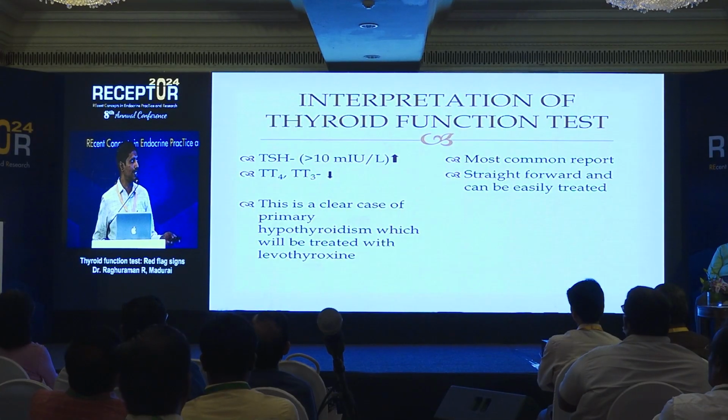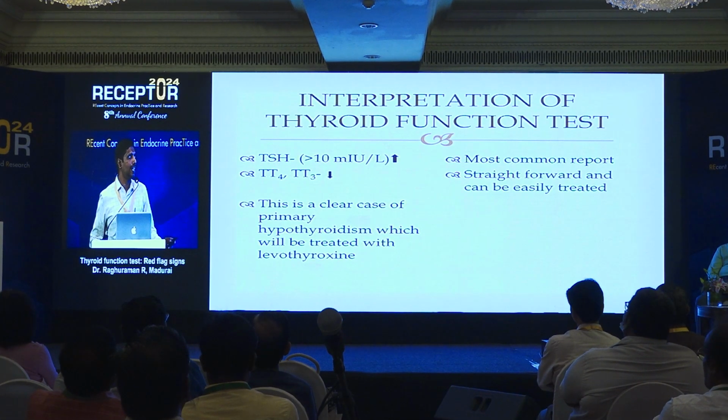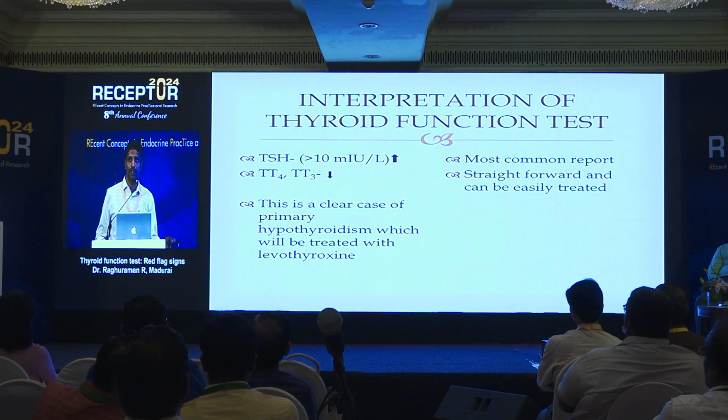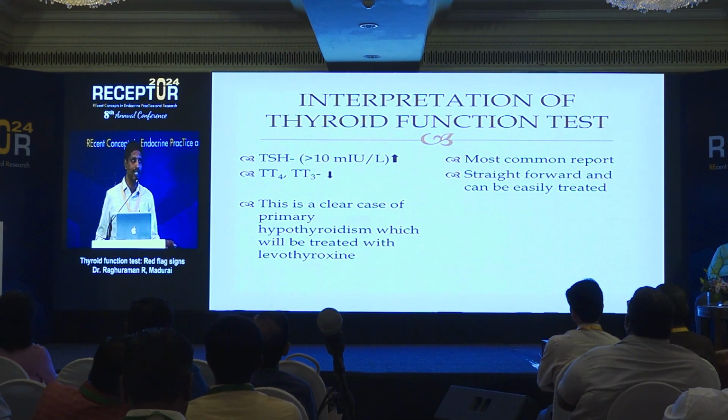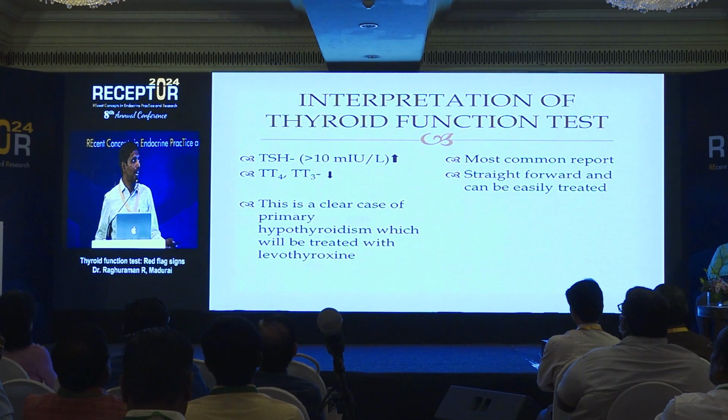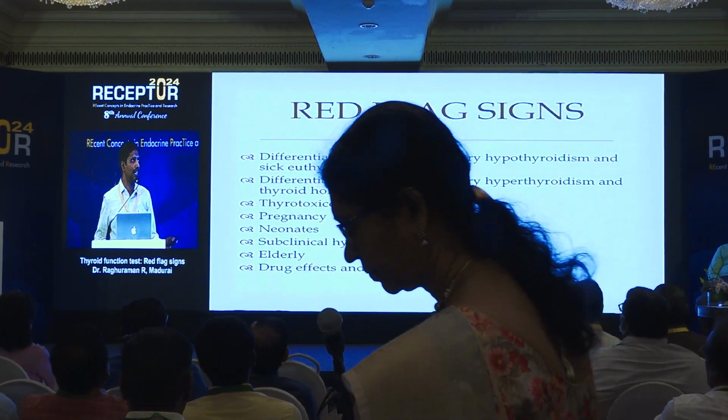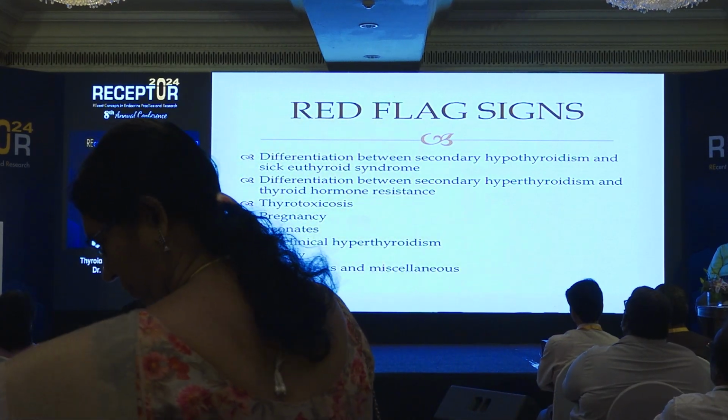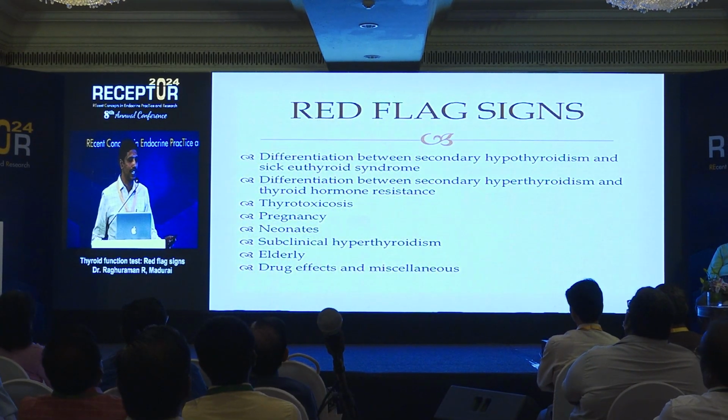Now, the simple interpretation of thyroid function test. The most straightforward one is TSH levels more than 10 with total T3 and total T4 low. This is a straightforward case of primary hypothyroidism which can be easily treated with levothyroxine. But other than this, there are multiple test patterns which are very difficult to differentiate. These are mostly the red flag signs.